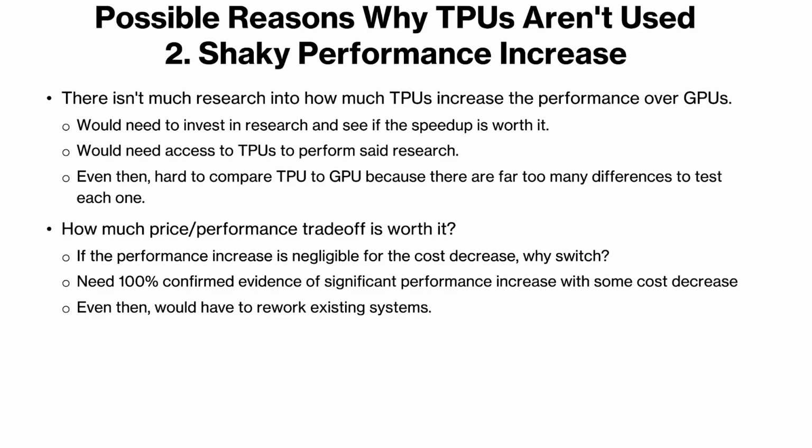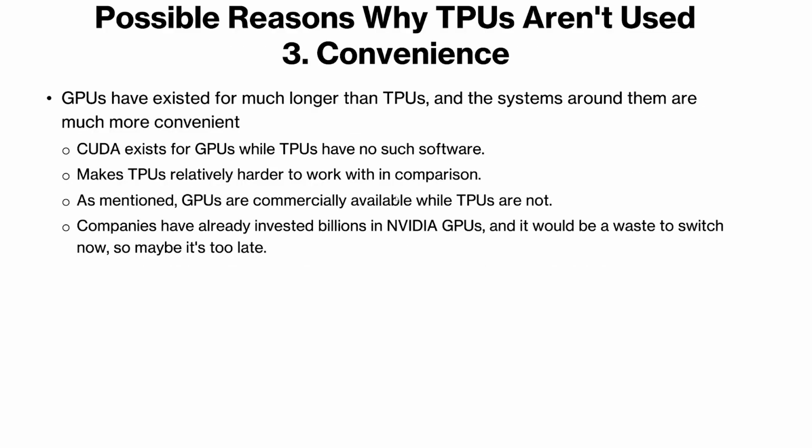And the question that companies would need to ask is how much price-performance trade-off is worth it? If the performance increase is negligible for the cost increase, then why would you switch? You need 100% confirmed evidence of a significant performance increase with some sort of cost decrease. Maybe you have to buy fewer TPUs than GPUs to get the same computational power. And even then, you would still have to rework your existing systems, as mentioned earlier.